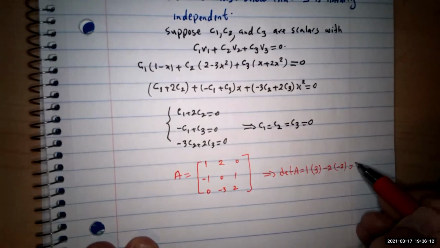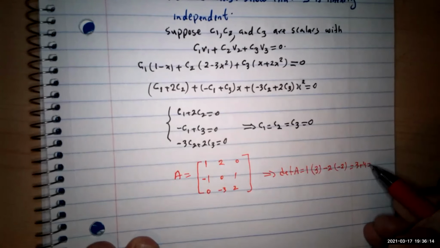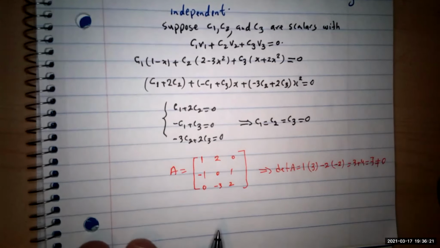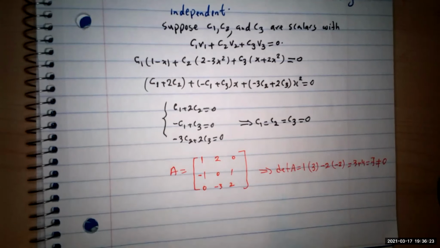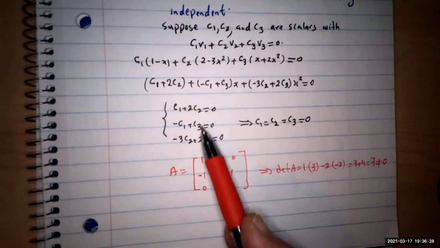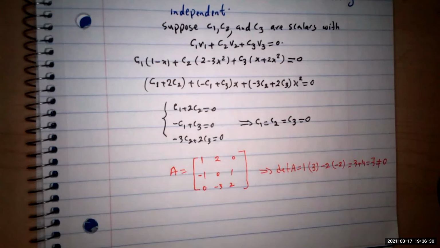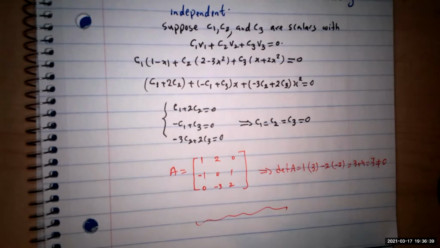Okay, so that gives you 3 plus 4 is equal to 7, and 7 is not equal to 0. So you know that anytime this matrix is going to be invertible, the solution to this system is going to be 0, 0, 0. Remember, Ax equals b equals 0, and you find the A inverse, and that gives you the final answer.